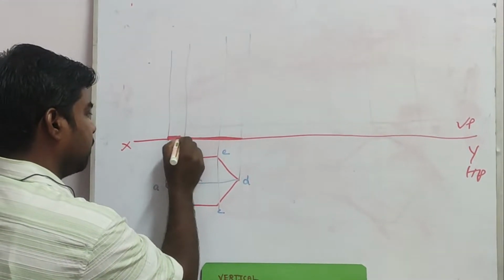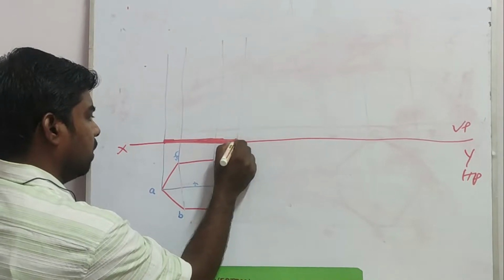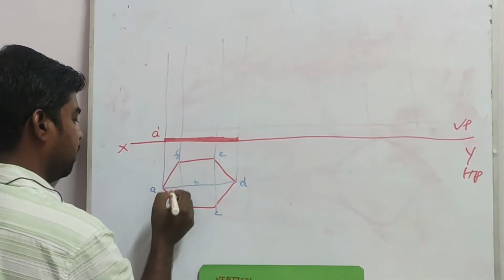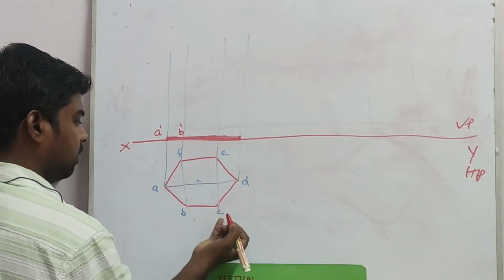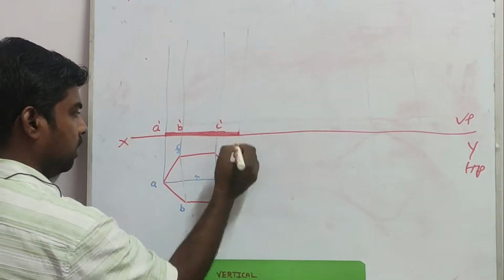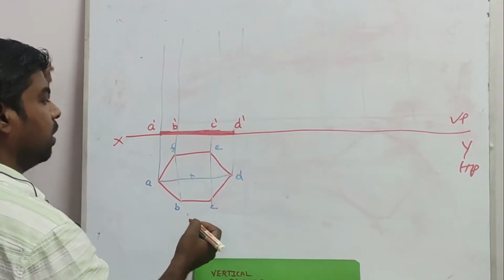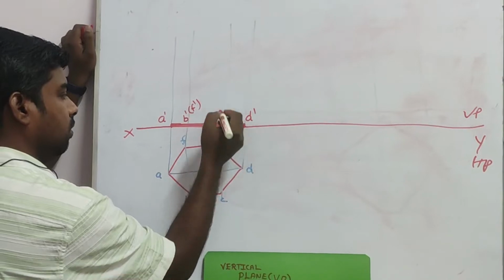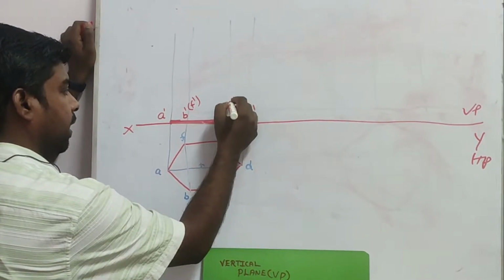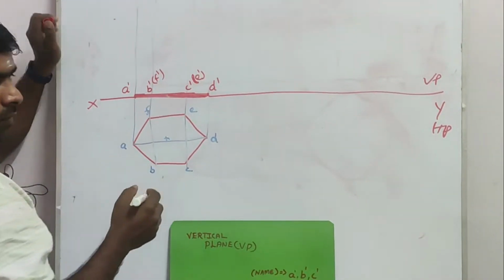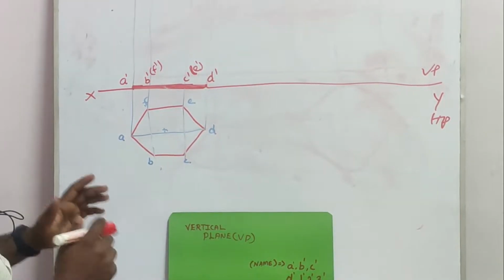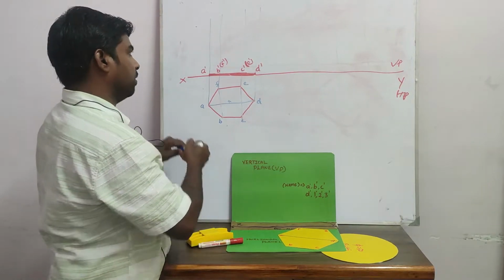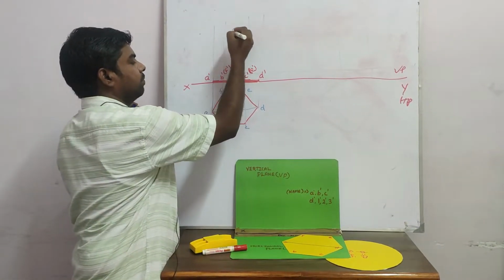I don't have any other color, so it will be like this. This will be A dash, B dash, C dash, D dash. This is visible. The hidden ones are F and E, so let us put F dash and E dash. Okay, now it is over for the front view and top view for stage 1, that is the normal views.